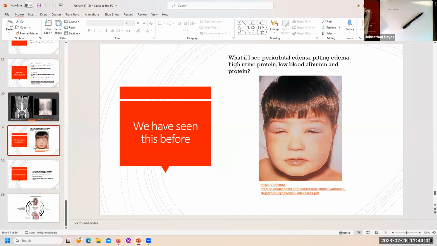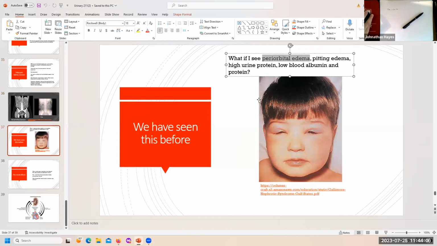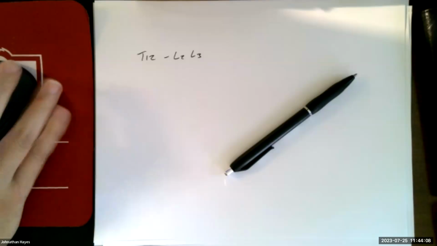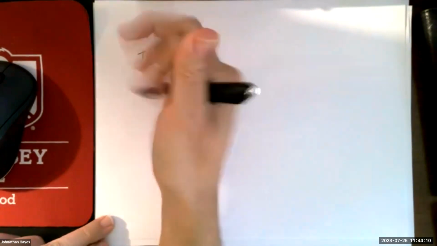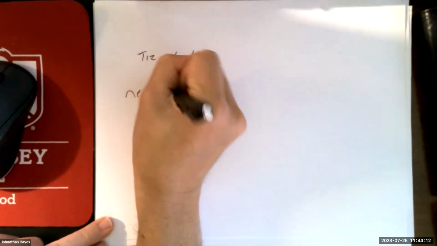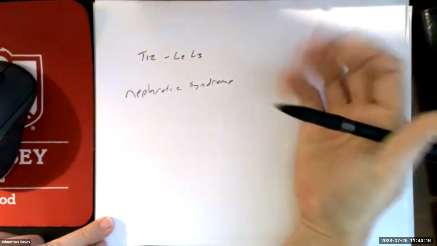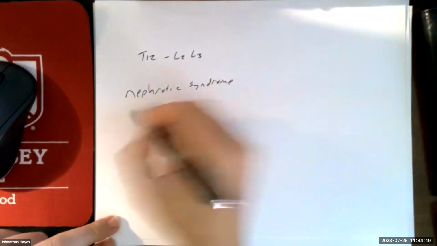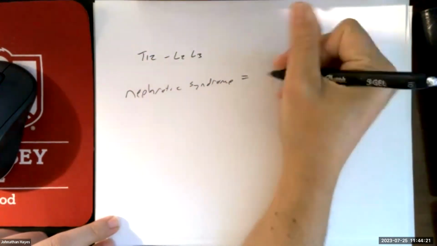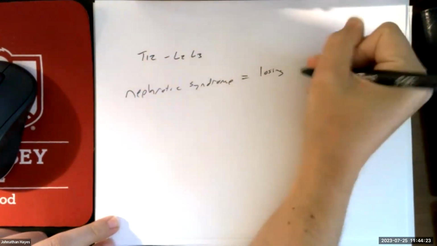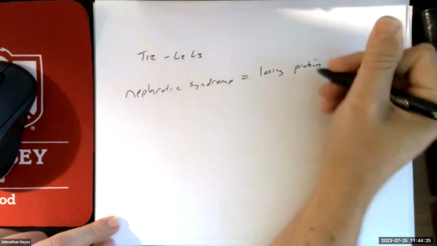And then nephrotic syndrome, the periorbital edema is what gives it up. And we talked about this before when we talked about blood contents, filtration, reabsorption. Nephrotic syndrome, the basic problem with this is you're losing too much protein. So you're losing protein in the final urine product.